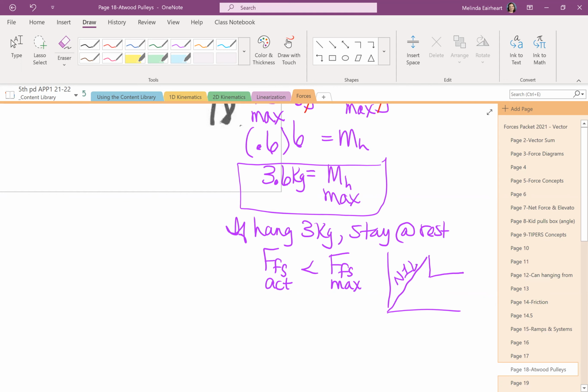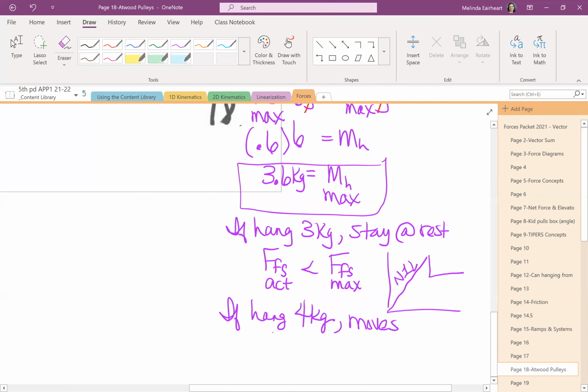What if I hung 4 kilograms? What will the system do? It's going to go forwards. It moves forwards. And I like that word because the hanging mass will go forward down and the tabletop mass will go forward right. But it'll accelerate, correct? And so it'll no longer stay at rest.